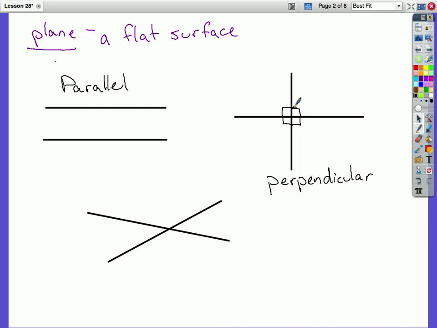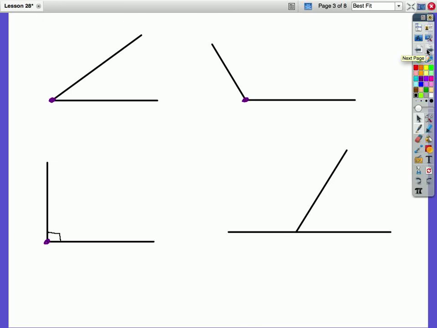If lines intersect at a point but are not perpendicular, then the lines are oblique, such as the one on the bottom. So we have parallel lines that are never going to touch. Okay? And then we have two types of intersecting lines. We have perpendicular lines that intersect at 90-degree angles. And we have oblique lines that are just any other intersecting line that's not perpendicular. Where lines intersect, angles are formed.